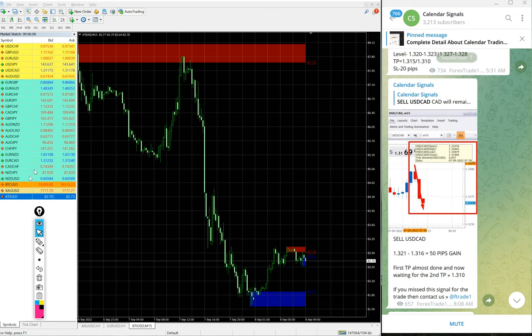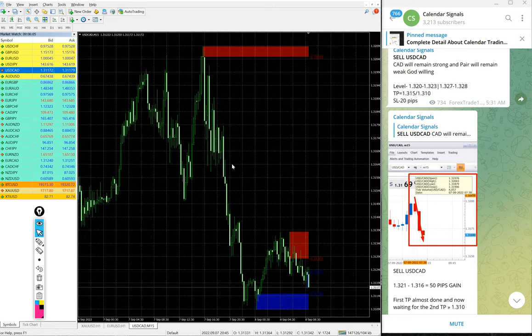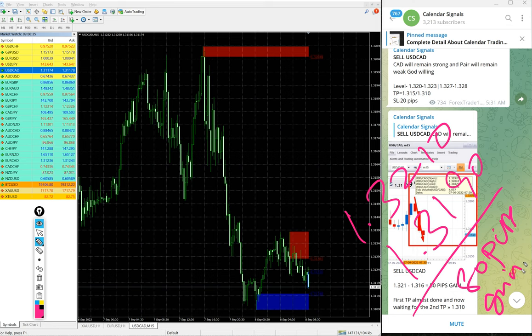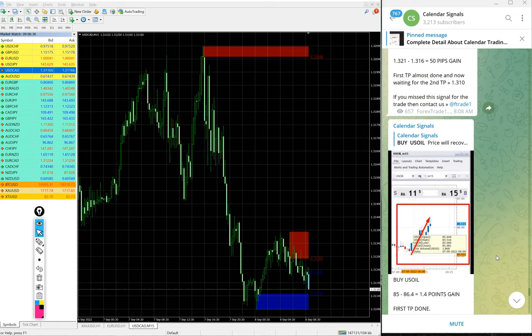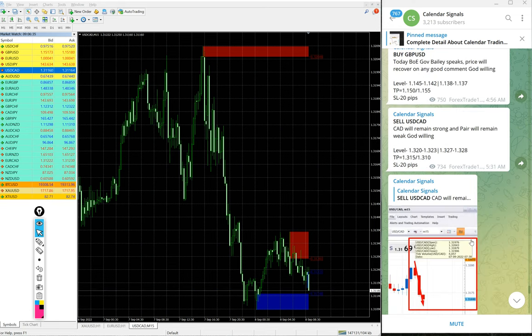Then USDCAD, all five signals performed. Here is the USDCAD chart and we gave sell USDCAD, entry at 1.3210 and low traded 1.3190, so 80 pips gain on sell USDCAD. So huge profits on yesterday's signals, all five signals performed.